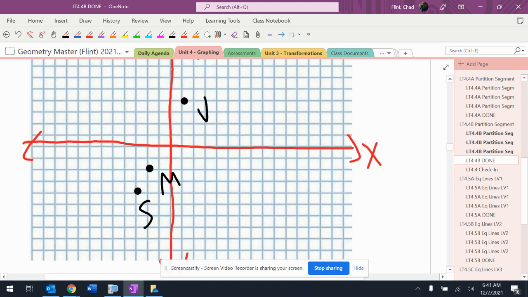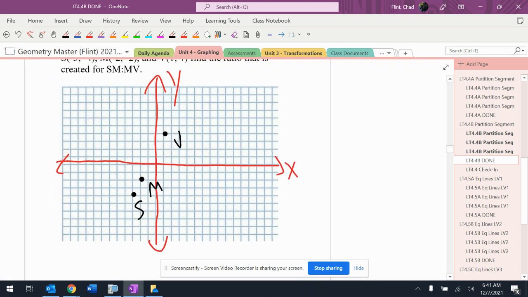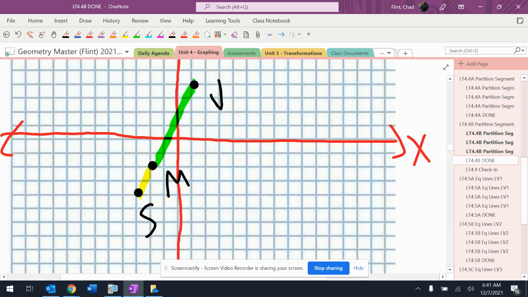So I want a ratio of how many parts the yellow is to how many parts the green is. So obviously I can tell green's bigger. All right. But what I would do is, let's just call SM one part. Let's see how many of those fit into green.